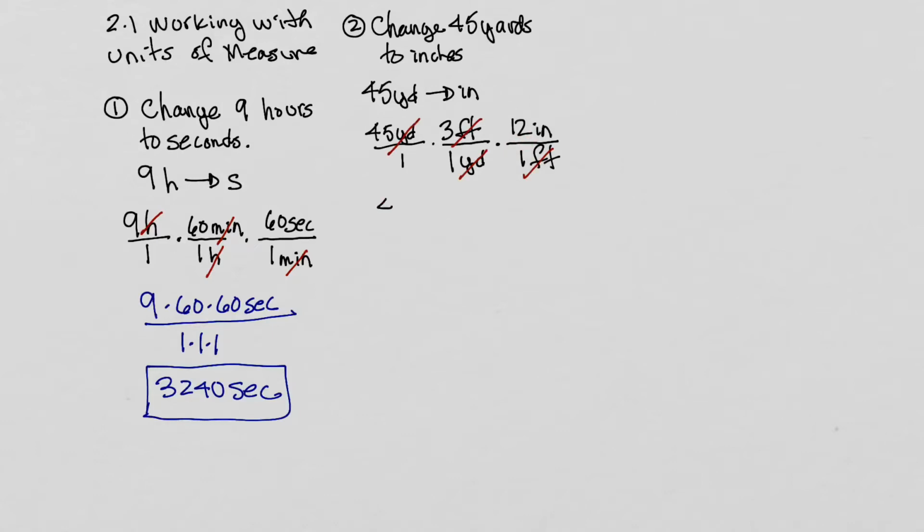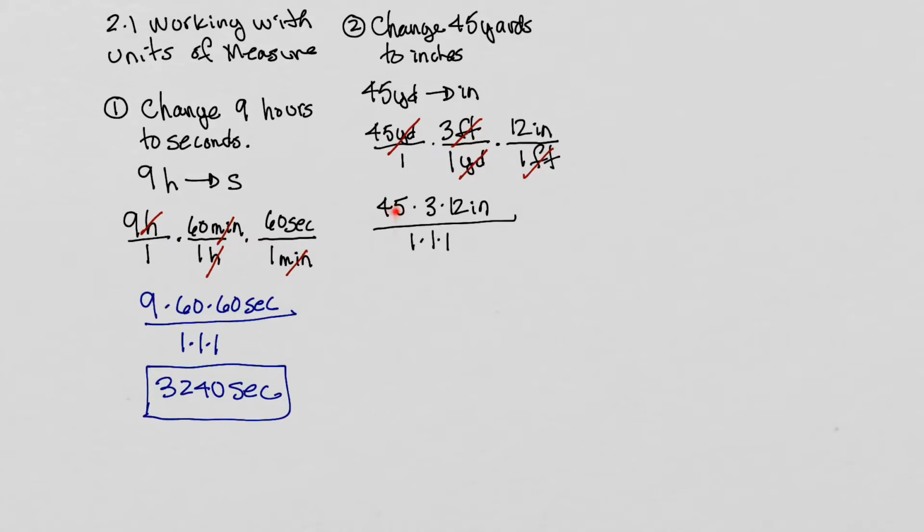So what we'll have here on the top is 45 times 3 times 12 inches. Look at the top. We've got 45 times 3 times 12. That's what I wrote here: 45 times 3 times 12 inches over, now, 1 times 1 times 1. All the units are gone, so we're going to write a 1 times 1 times 1.